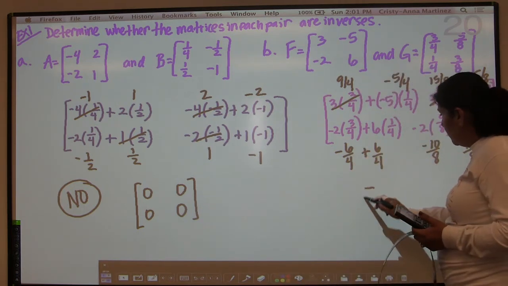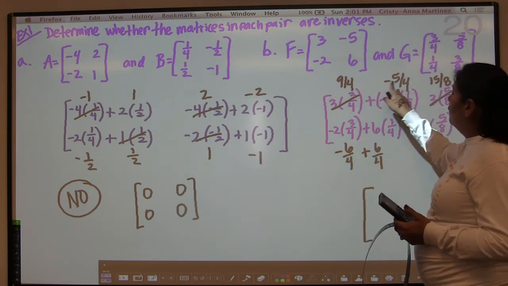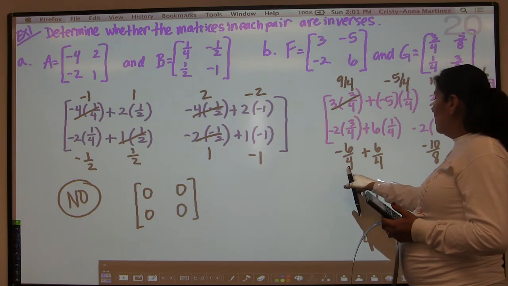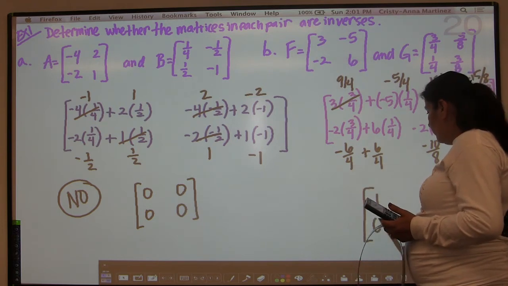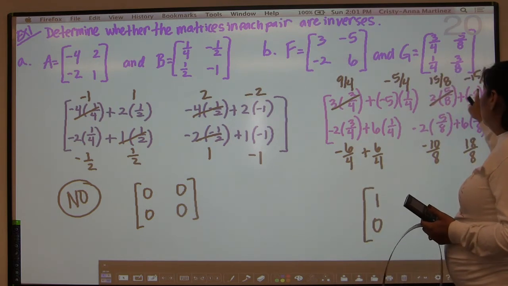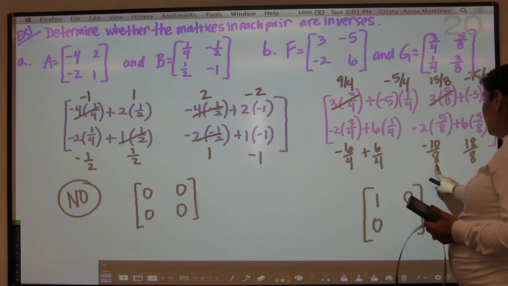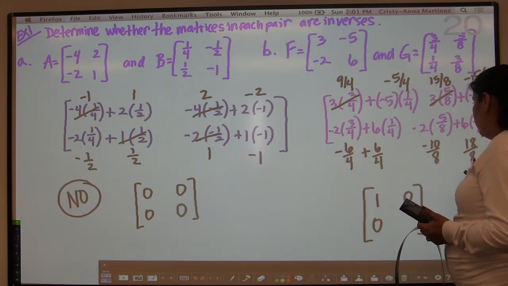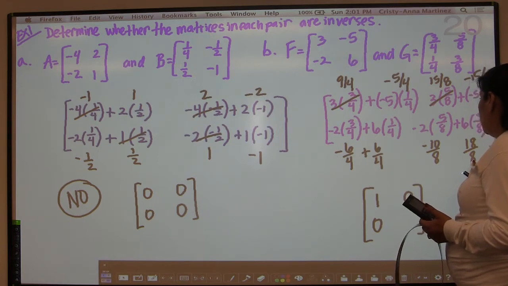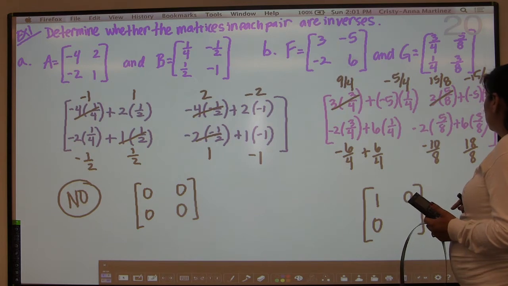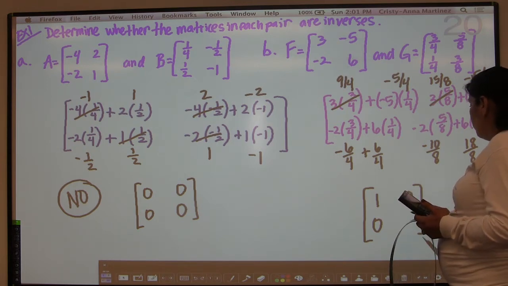So what's going to happen is 9/4 minus 5/4 is 4/4, which is 1. Negative 6/4 and positive 6/4 is 0. 15/8 minus 15/8 is 0. And negative 10/8 plus 18/8 is going to be 8/8, which is 1.